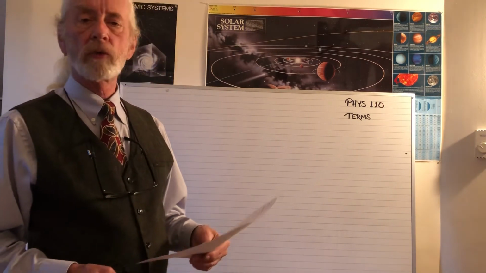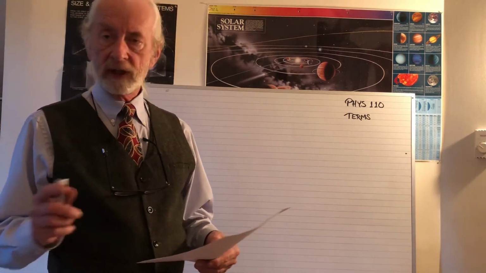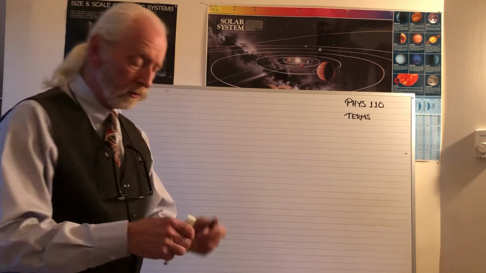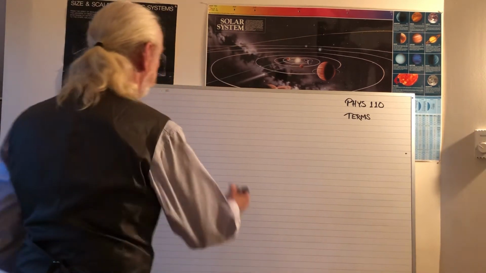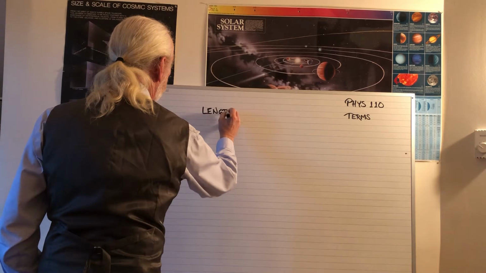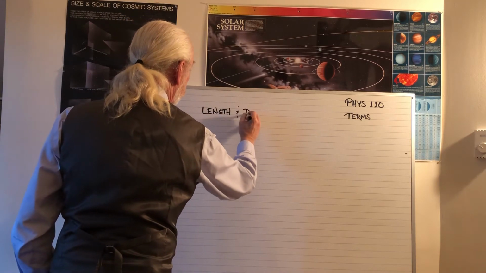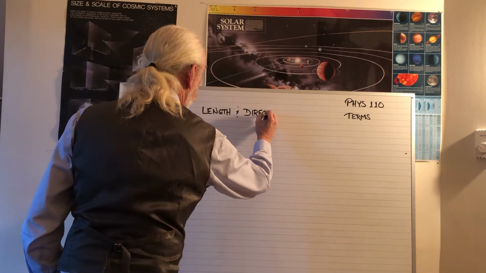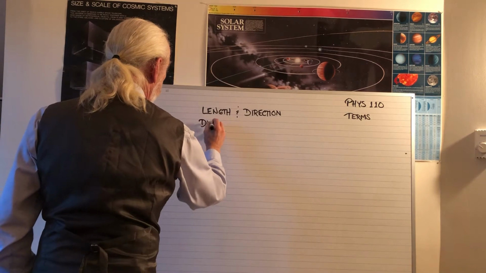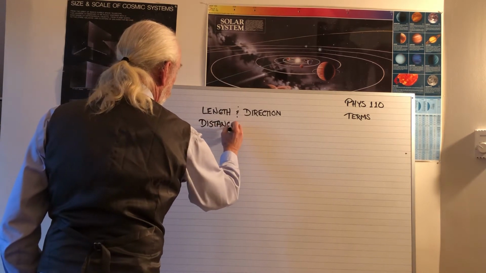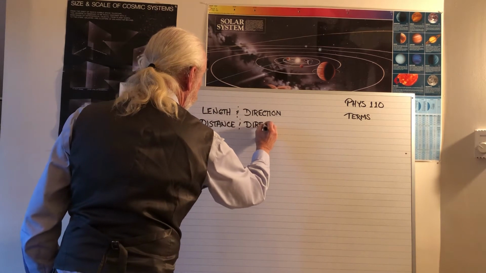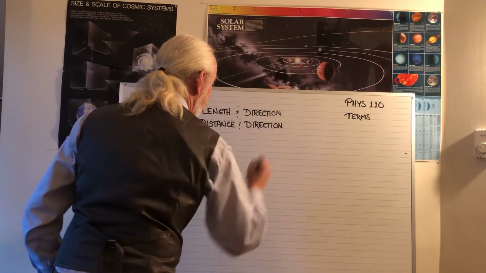But right now we're on page 22 in the workbook. We're going to get into some terminology. The first thing we're going to talk about is displacement. Displacement, we have two definitions that we're going to use. Length and direction, or distance and direction. That's the definition of displacement.